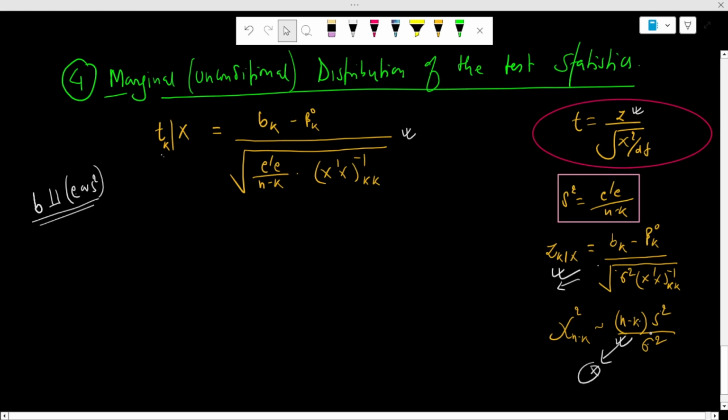This is not a function of X. Similarly, Z is also not a function of X, because Z is calculated for a particular beta. We take the kth diagonal element of this (X transpose X) inverse, and this Z is related with beta, and this chi square is related with the residual term of the sample. So they are independent. That is why the marginal distribution, that is the unconditional distribution, is not a function of X. So we can use the same t statistic and perform our hypothesis testing, as well as calculate the confidence interval for our classical linear regression model.